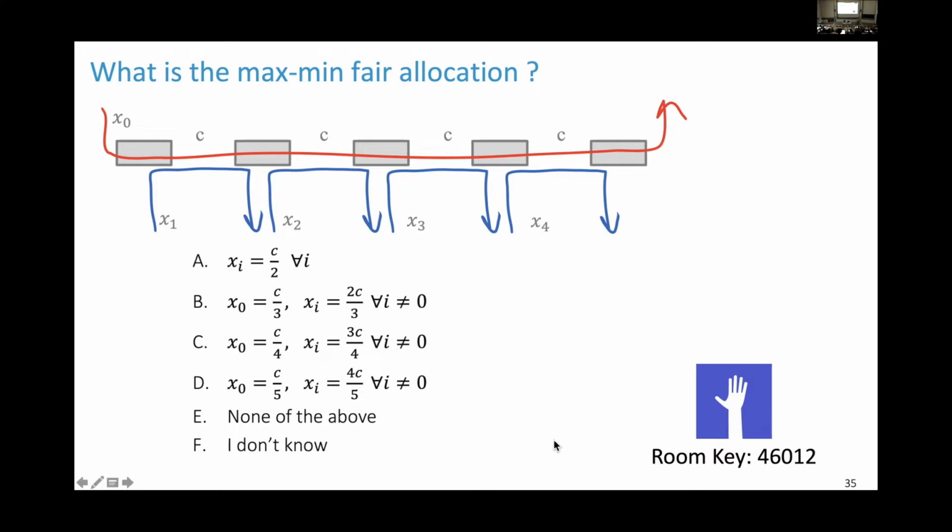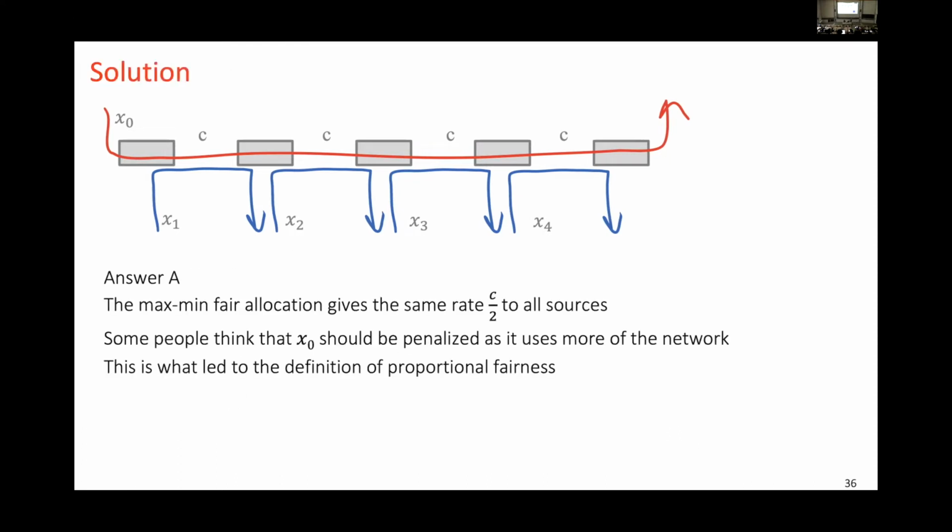The majority says A, which is the correct answer. So how can we compute the max-min fair allocation? We do water filling. It is very easy in this example because it will be done in one step. We give the same to everyone, and we want to find the largest possible common value. We increase the rate until we reach the bottleneck for everyone here. So if we give half of the capacity, C/2, to everyone, that's the max-min fair allocation in this example.